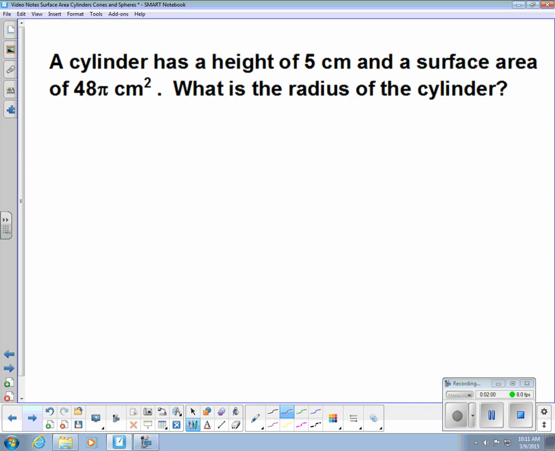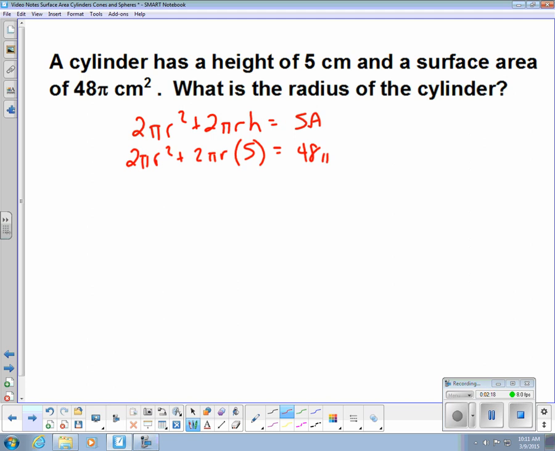So let's start off with the formula. 2 pi r squared plus 2 pi rh is equal to my surface area. I like to write it this way because they give us the surface area on that right side. So 2 pi r squared plus 2 pi r, my height is 5, is equal to 48 pi centimeters. Now, since I have all this information here, I can cancel out the pi's since every part has a pi here. And then let's simplify this. 2r squared plus 10r equals 48.